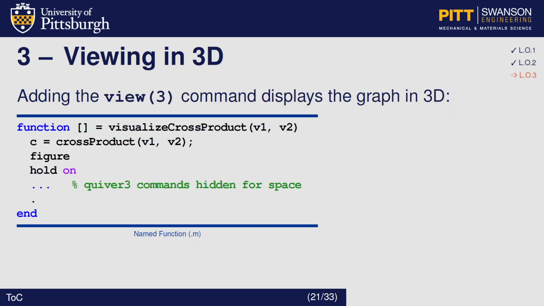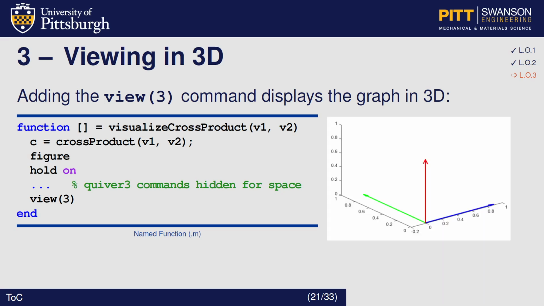Now, adding the view3 command here displays the graph in 3 dimensions. We add that line at the end of the code shown before. Note that from this point forwards, some commands will be hidden to save space. They are labeled with a comment. After coloring each vector, increasing their thickness, and viewing in 3 dimensions, the output now looks like this.